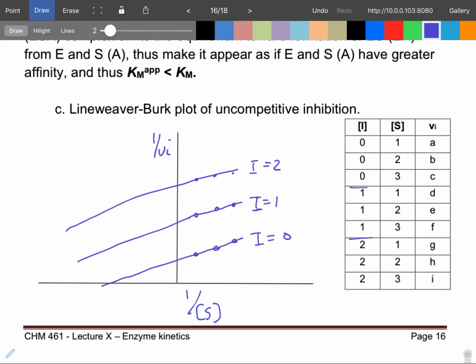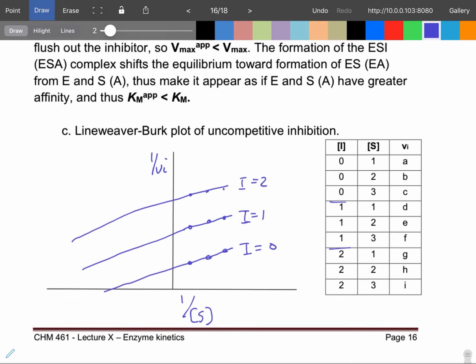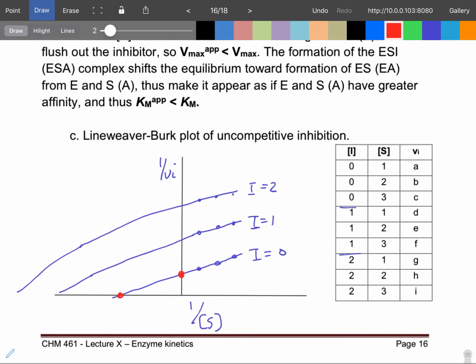And so that, again, should make sense in light of what we were saying up here. Let me continue these lines down. Here we have the intersection points for the uninhibited reaction, right? Vmax is a certain value, but then as we add inhibitor, that Vmax value decreases, the reciprocal value increases.